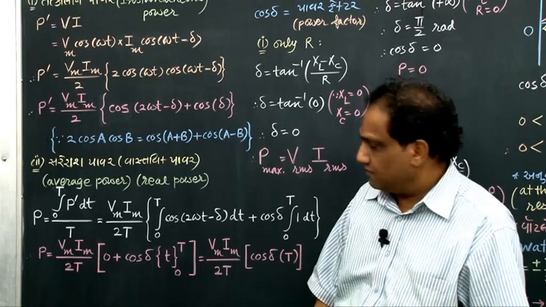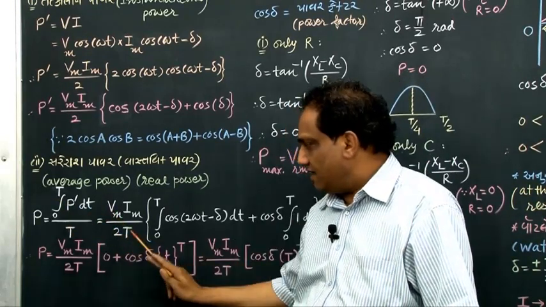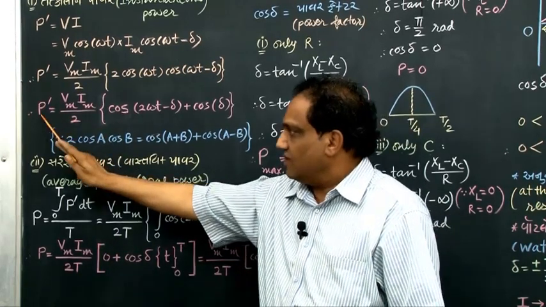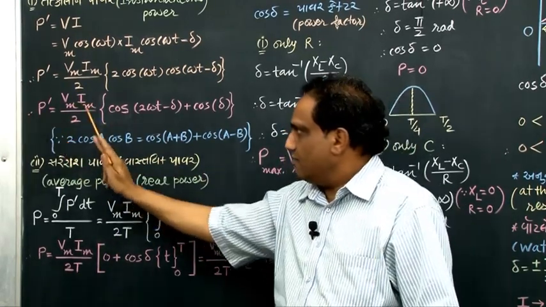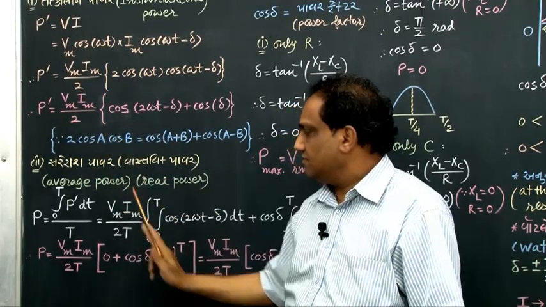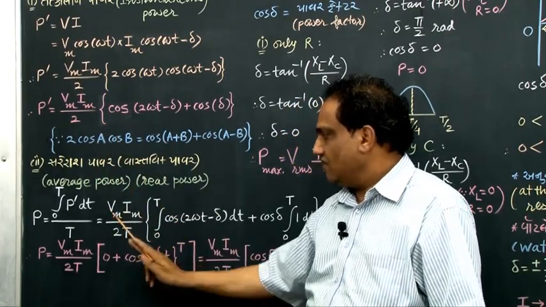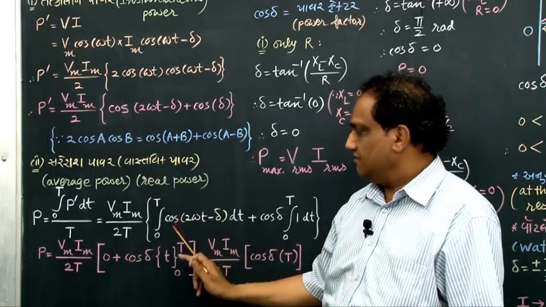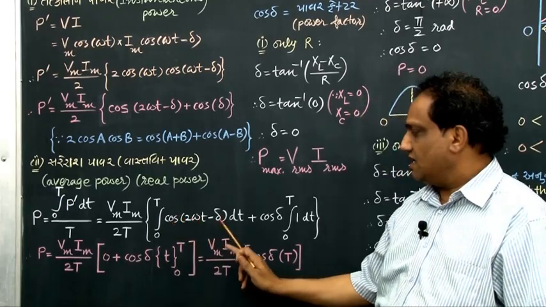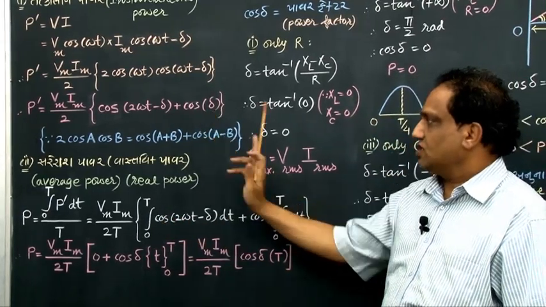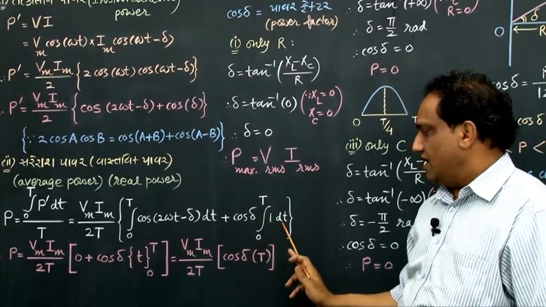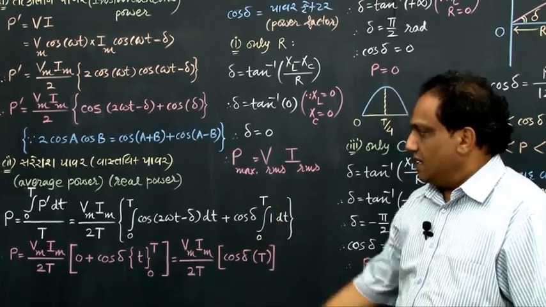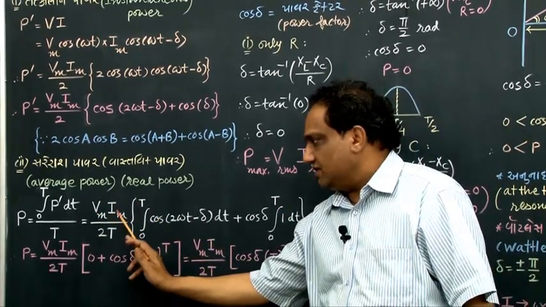Let us find out that now. 1 upon T I have taken separately. Now integration of P dash dt means integration of this, but in that this much part is constant. Let it be outside, Vm Im upon 2, and now integration of cos of 2 omega t minus delta dt plus cos delta, which is constant, integration 1 dt from 0 to capital T, correct? Now this Vm Im upon 2T as it is.